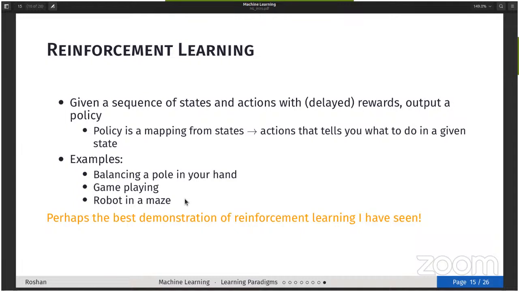Then there is a robot in a maze, where the robot initially does not know which way to move. But ultimately, when it explores the whole maze, it can learn a policy that can lead it out of the maze in a shorter duration. I just want to show a short demonstration of reinforcement learning. Let me just.